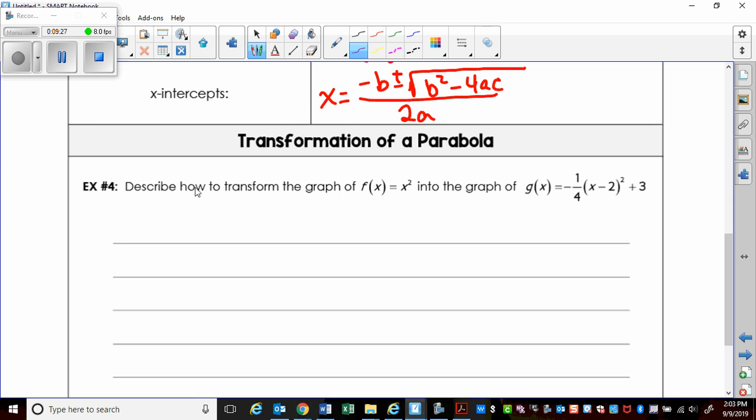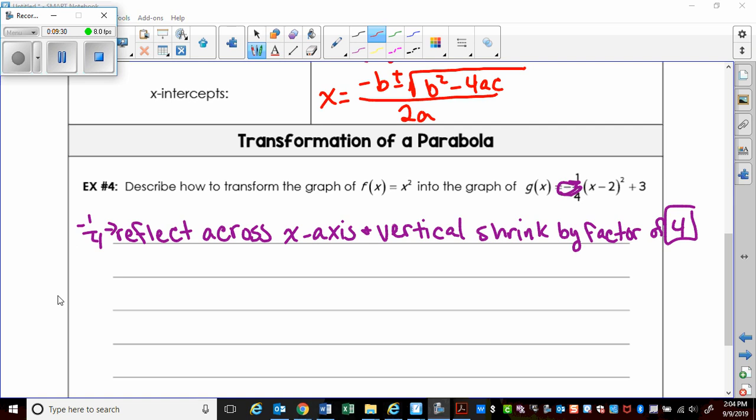Transformation of a parabola. Okay, I just wanted to write this first. So this negative is going to reflect it across the x-axis. So our regular function is a parabola facing up. The negative, we're going to reflect it across the x-axis, so it's going to be facing down. The 1/4 means we're going to vertically shrink it by a factor of 4.